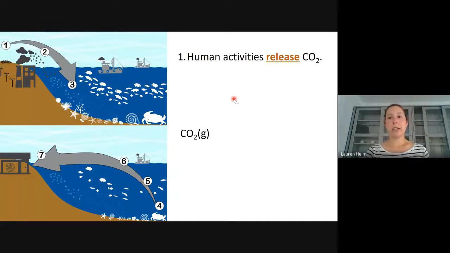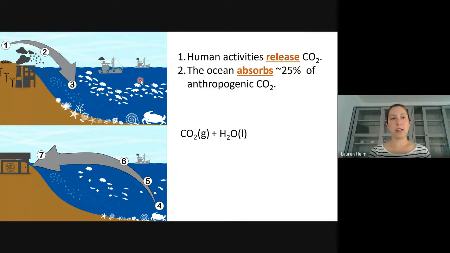So human activity releases carbon dioxide. If we represent this in our figure, number one, there are the various things we do that release CO2 gas. Now that carbon dioxide is absorbed by the ocean. About 25% of all the anthropogenic or human-made carbon dioxide is absorbed by our oceans. Of everything we make, 25% is being absorbed into the ocean.